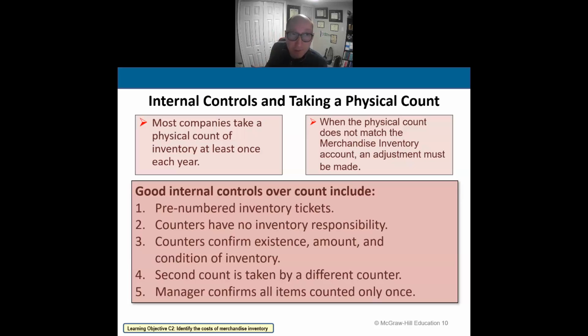I go through that. That's inventory control. It's a control process.